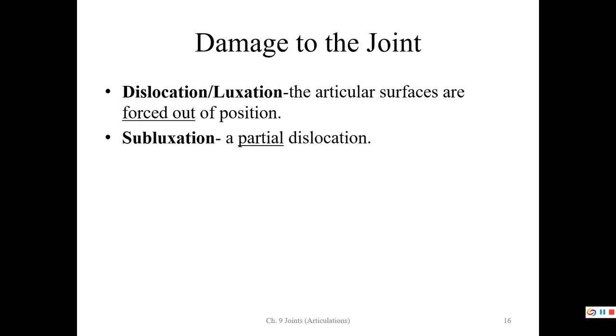Now joints can get damaged, and we talked about how if they are very mobile, they're more prone to dislocation. Dislocation is when you take a joint and force it out of position. This is called a dislocation or a luxation. Subluxation is a partial dislocation, where the joint is kind of out of alignment.